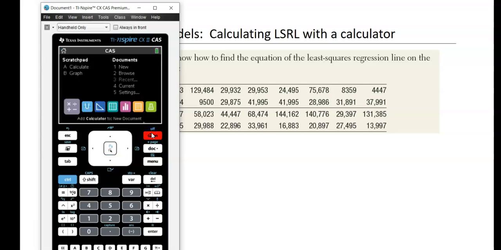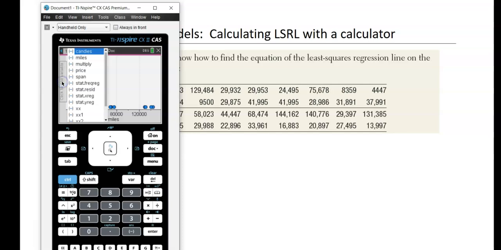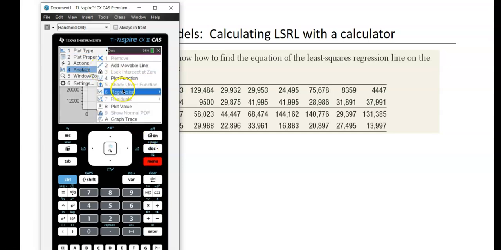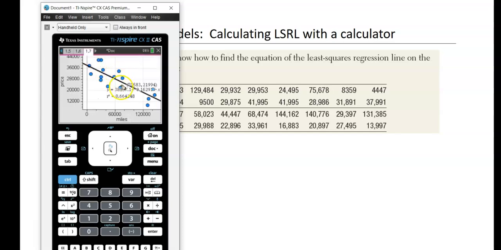Much preferred, just go to the Data Statistics page, choose your X variable, miles. We'll get a picture of this as well, which is really nice, of the scatter plot. Go to price. Okay, you can see it's a downward trend here, pretty strong, or at least moderately strong, I think. So go to Analyze, menu Analyze, Regression. Go to A plus BX. It puts it right on the screen.